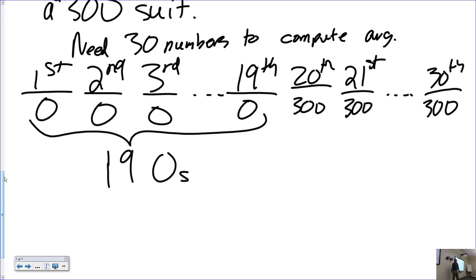Now, how many 300s are there? It's 30 days. So how many do there have to be? At least 10. Well, yeah, true, there do have to be at least 10. But how many are there exactly? 11. Because what's 19 plus 11? 30. 30, right?